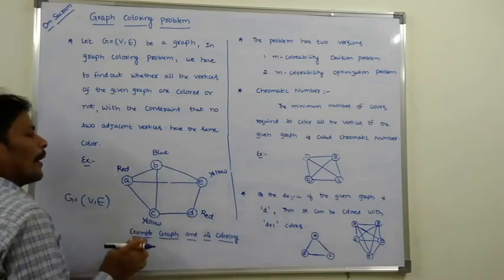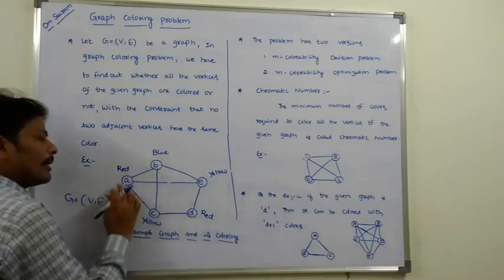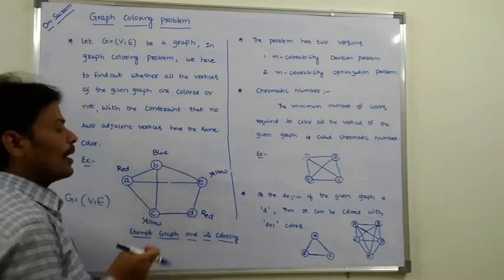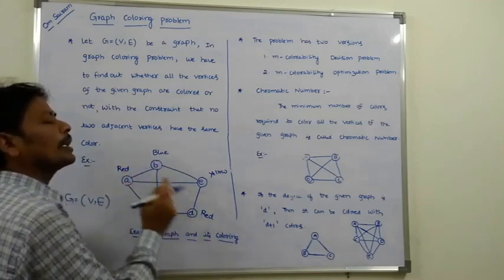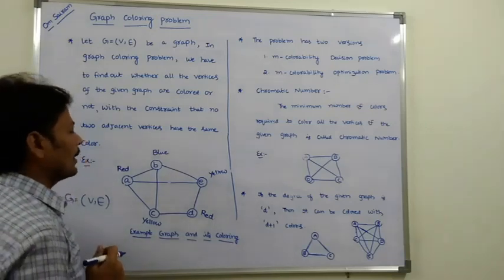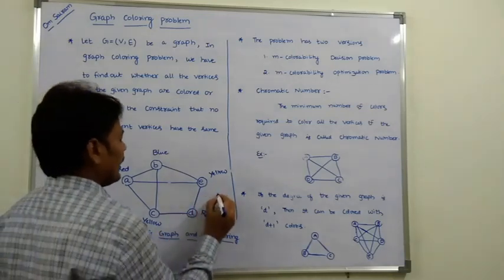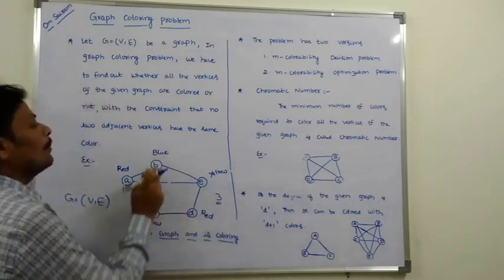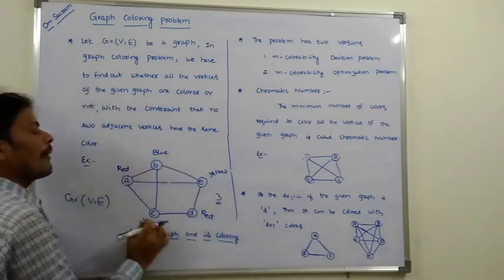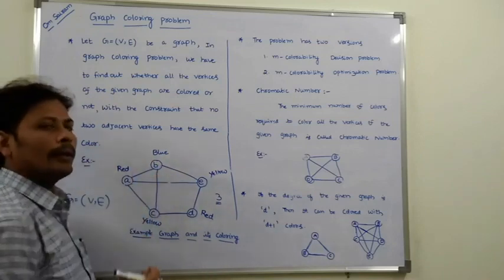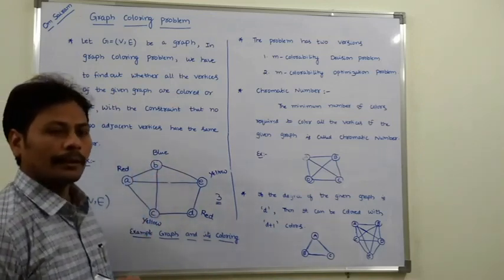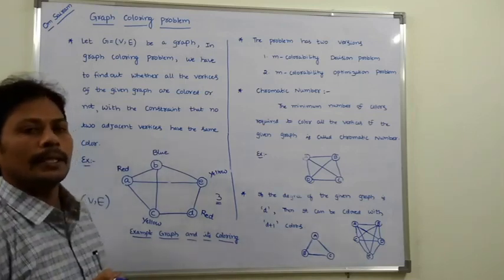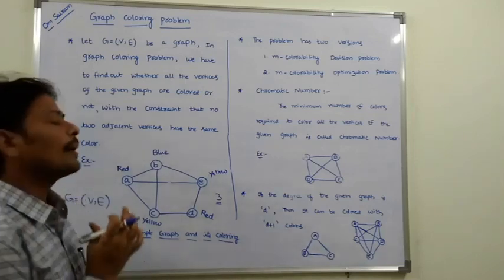After the constraint is satisfied, how many colors did we use to color all the vertices of the given graph? There are 3 colors used: red, yellow, blue. So 3 colors are required to color all the vertices of the given graph with the constraint that no 2 adjacent vertices have the same color.